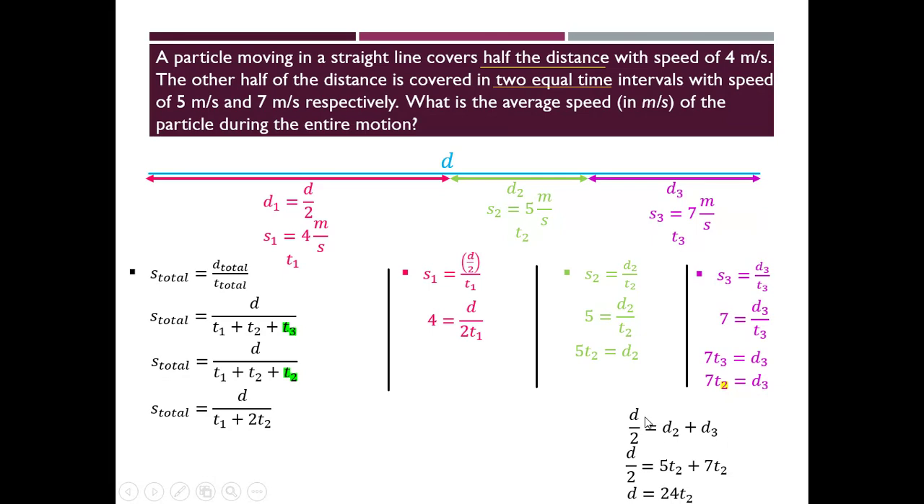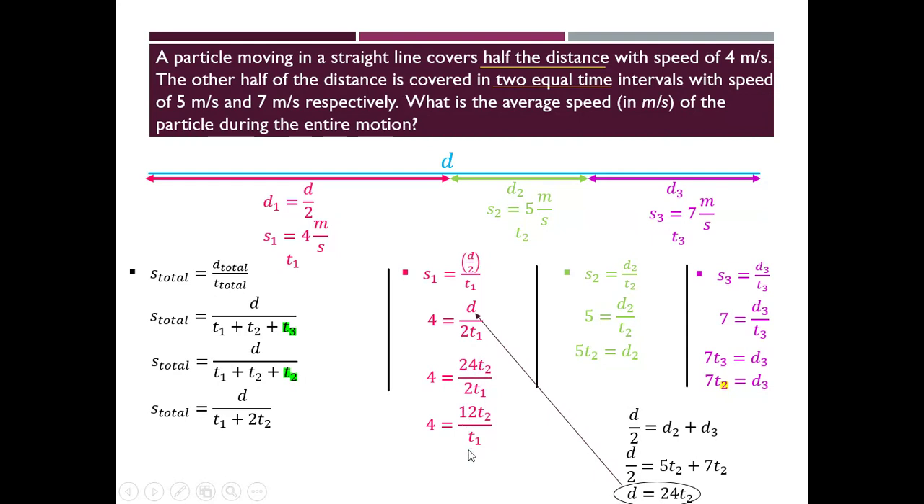Well, what do you do with this? Well, you can just make a substitution. Now that you know what D is equal to, you can substitute D out for the first leg. So instead of saying 4 is equal to D over 2T1, you can say 4 is equal to 24T2 divided by 2. Okay? Now, you can clean it up a little bit. If you like, you can cancel out: 24 divided by 2 is just 12.